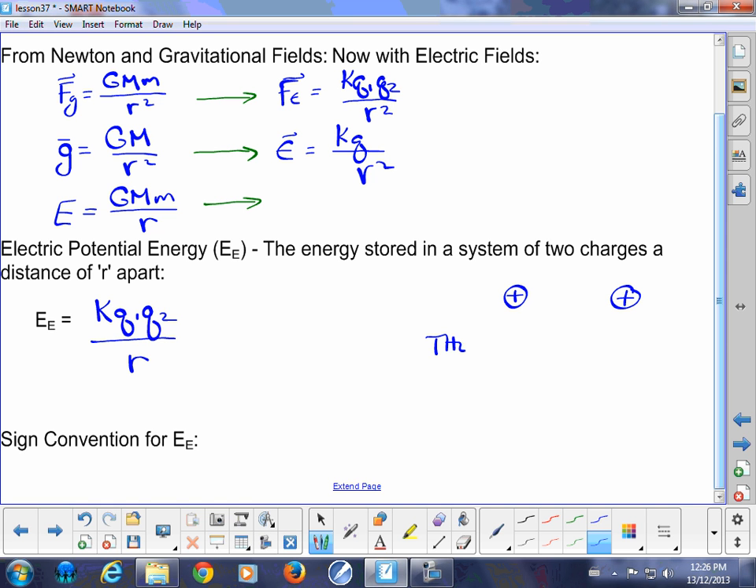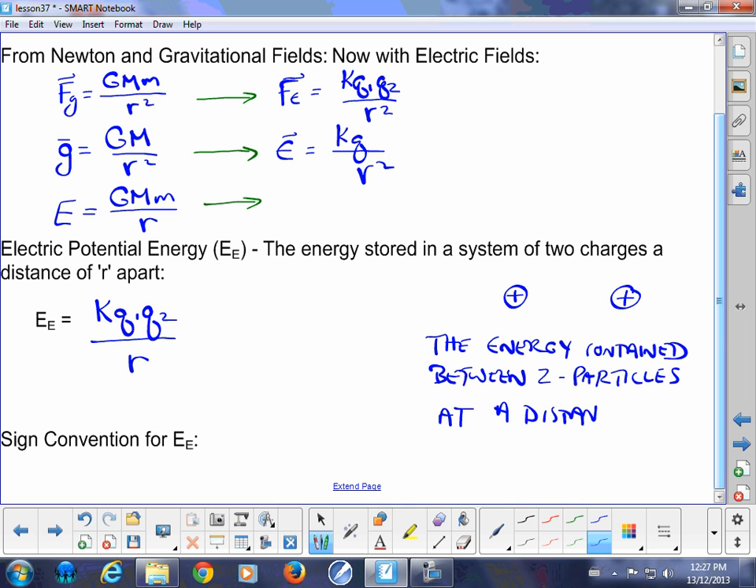So the energy contained between two particles at a distance r, being held in place. All right, they want to move. They want to convert that energy to kinetic energy. They want to go, and they can't because they're being held in place there.